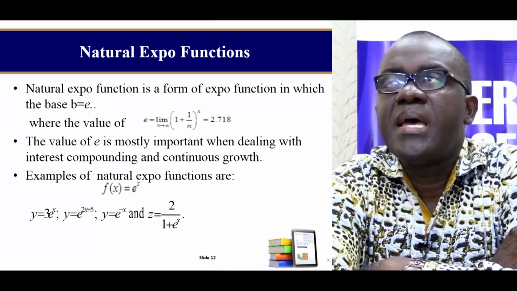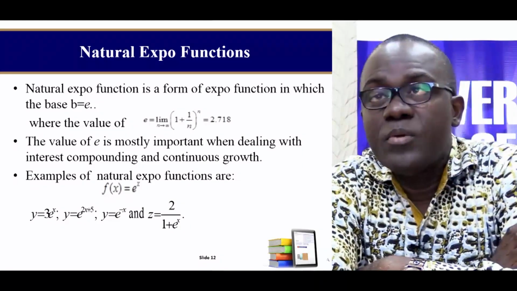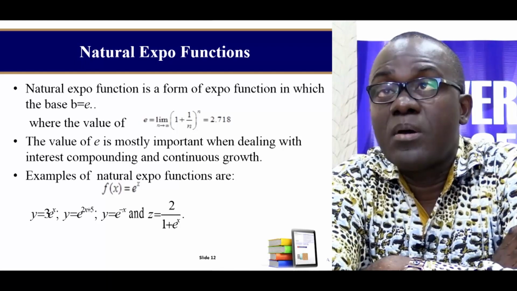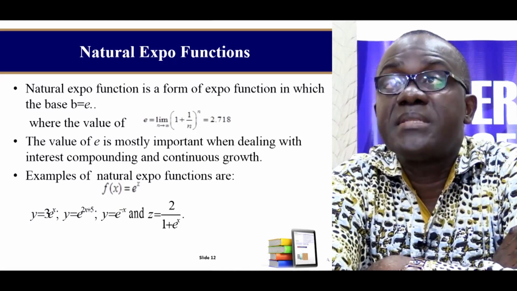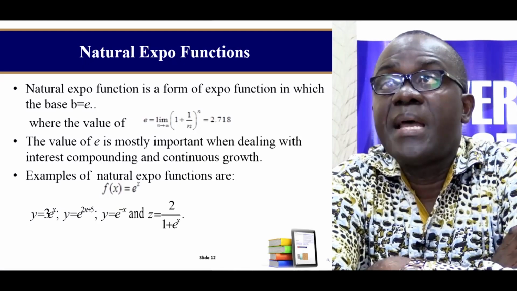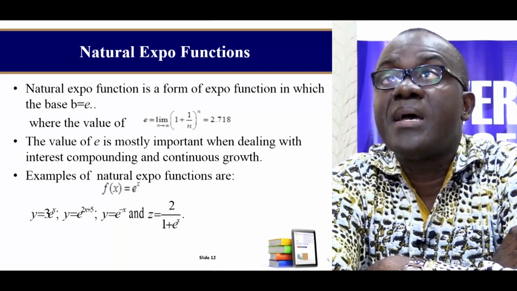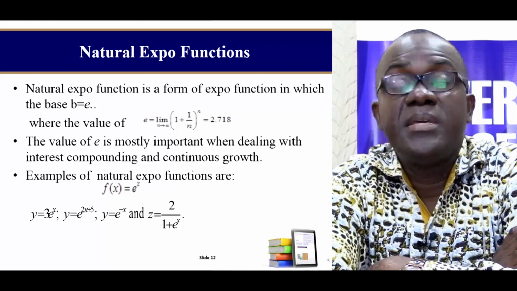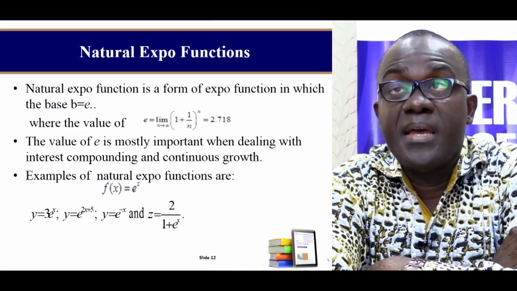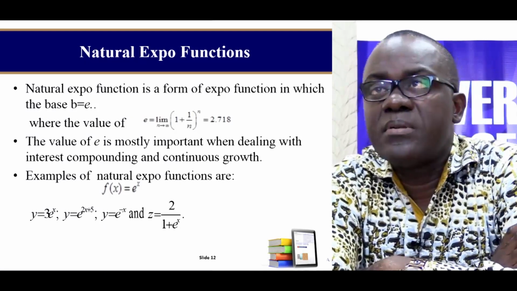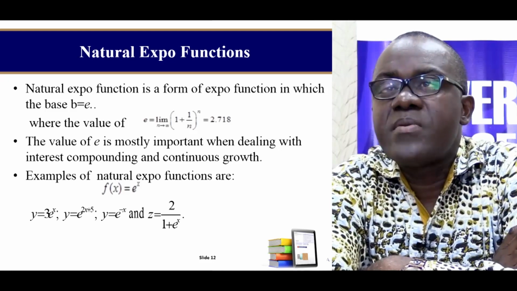Now, I need to also talk about what we call natural exponential functions. Notice that there is this letter e, which you maybe have always come across. When you take the limit as n approaches infinity of the function 1 plus 1 over n raised to the power n, you get this value e, which is 2.716 something, right?